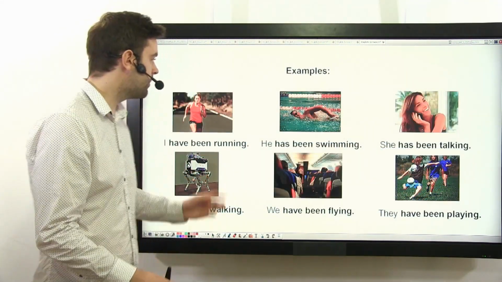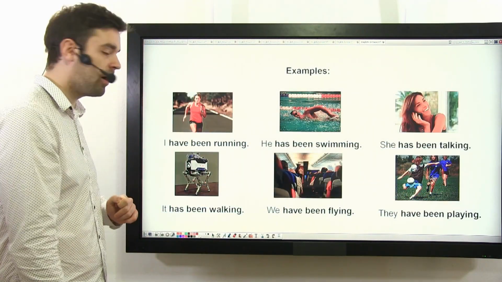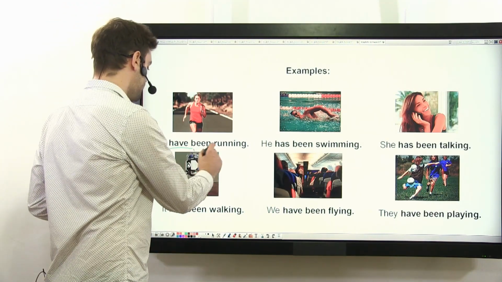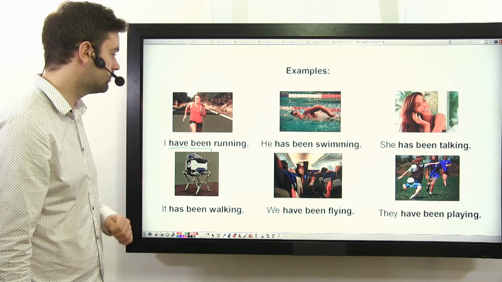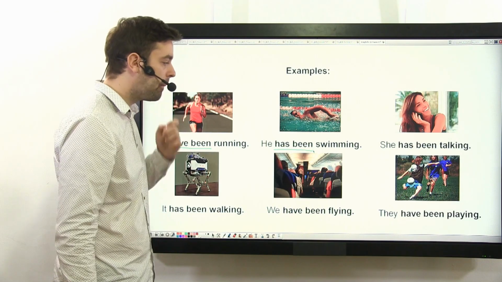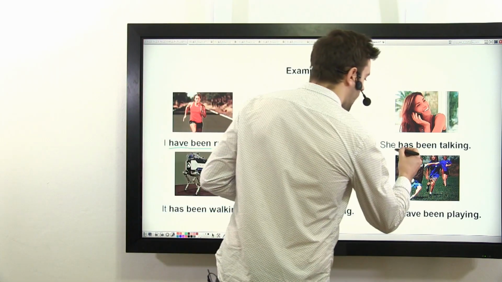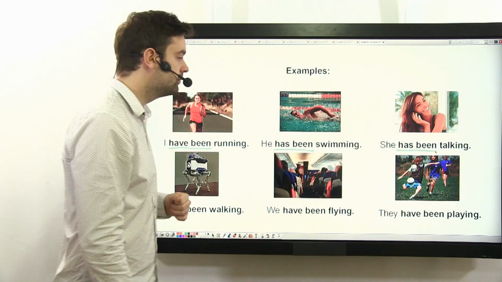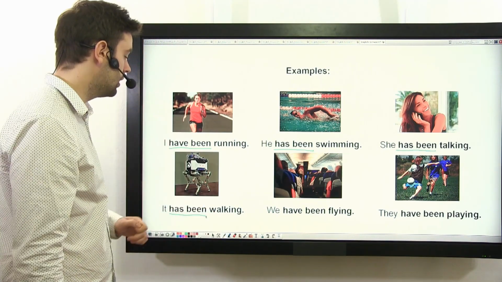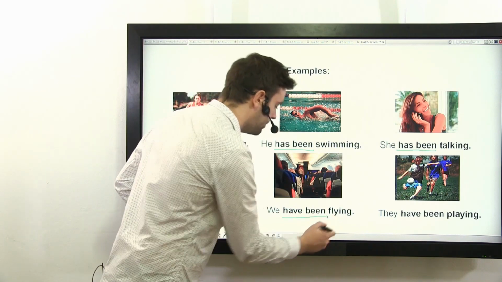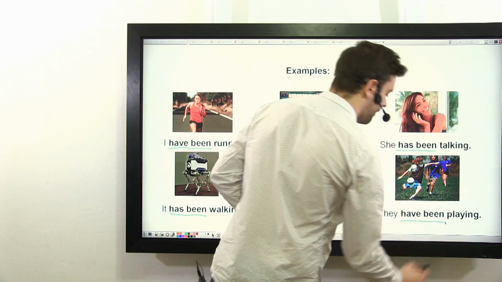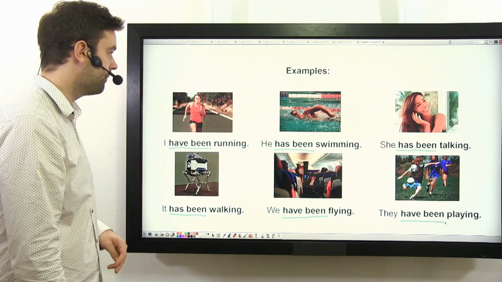So let's take a look at some examples of the present perfect continuous. I have been running. He has been swimming. She has been talking. It has been walking. We have been flying. And they have been playing.